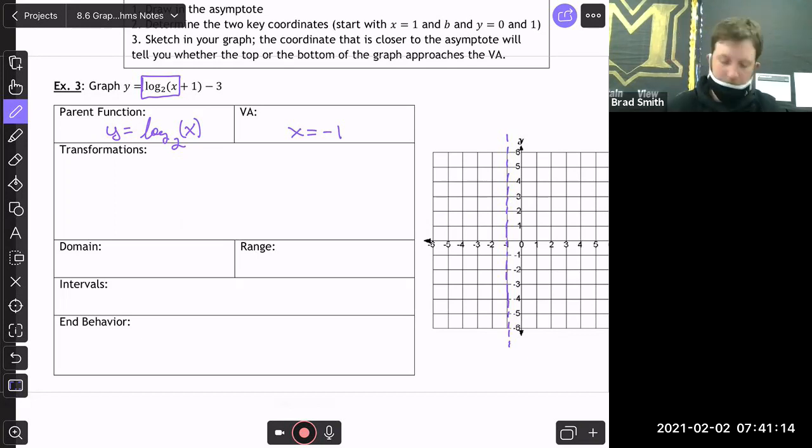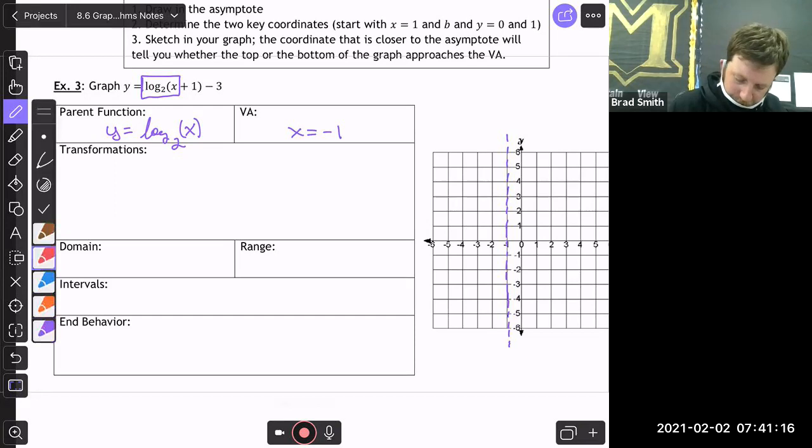All right. What are my transformations? We should be good at these. What does this do?